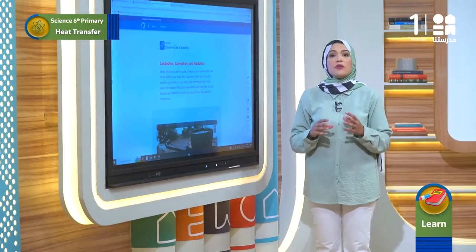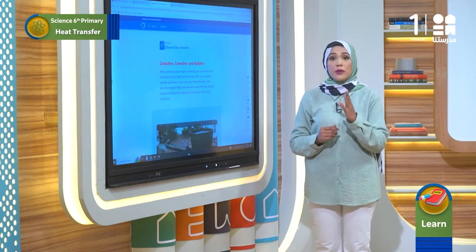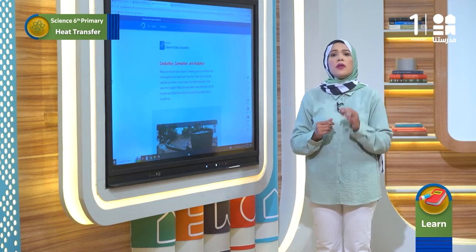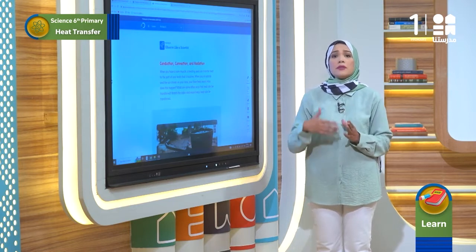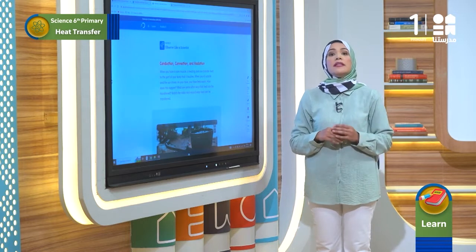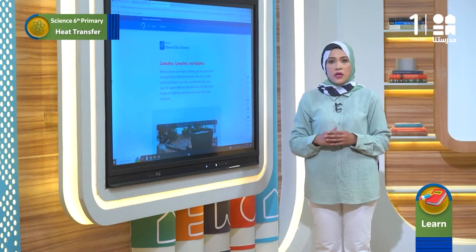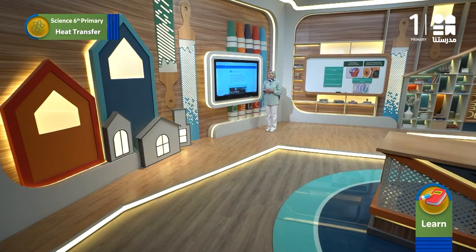We will get the evidence of how heat is transferred through watching a video. But before we collect this evidence from the video, think with your colleagues about what you know so far about the ways of heat transfer. And also think if there are any other ways to transfer heat without direct contact. Let's watch the video to find out the answer.